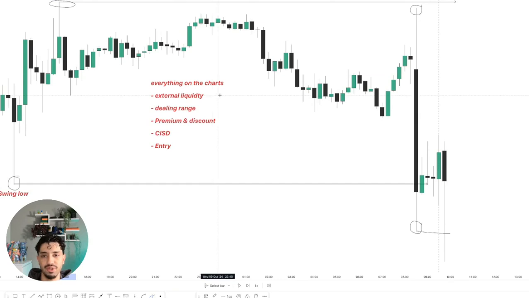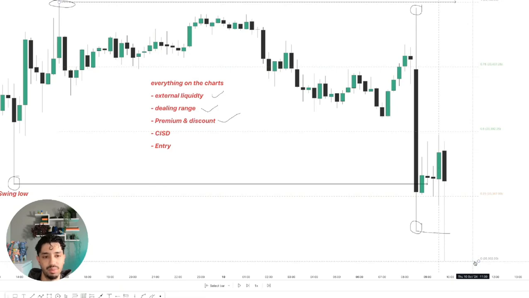So first things first, once we got into the charts, we were able to identify our dealing range, and we identified external liquidity, and the market took out one side of the external liquidity. What is the next step we wait for? Well, we look for premium and discount. So you look for the highest high within the range. If we look right here, from this high to this low, this is your premium and discount.